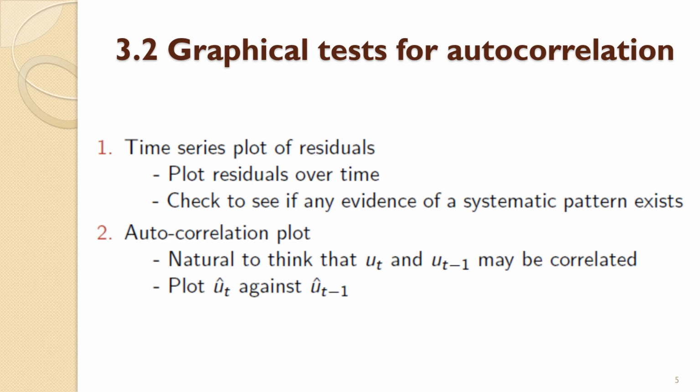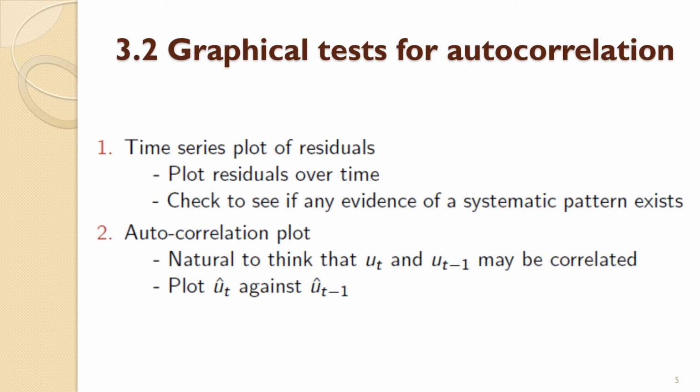So, the graphical tests for autocorrelation that I wanted to cover. The first one is a time series of residuals, and the second one is an autocorrelation plot. For the time series of residuals, all you do is plot the residuals over time, and what you're looking for here is any evidence of a systematic pattern. Hidden amongst the maths of the classical linear regression model is the assumption of no correlation in the residuals, and you would expect that in the plot of the residuals of a correctly specified regression model, there shouldn't be any pattern over time in this time series plot.